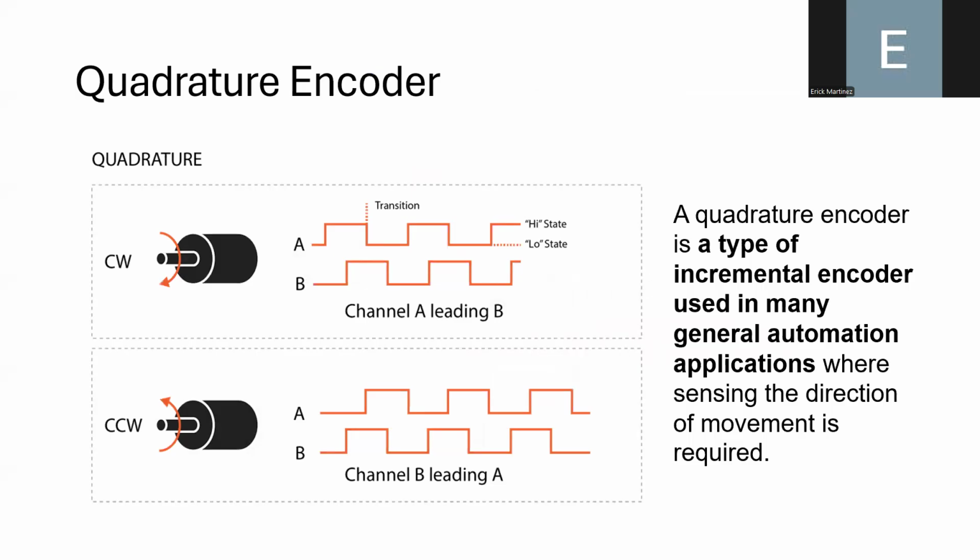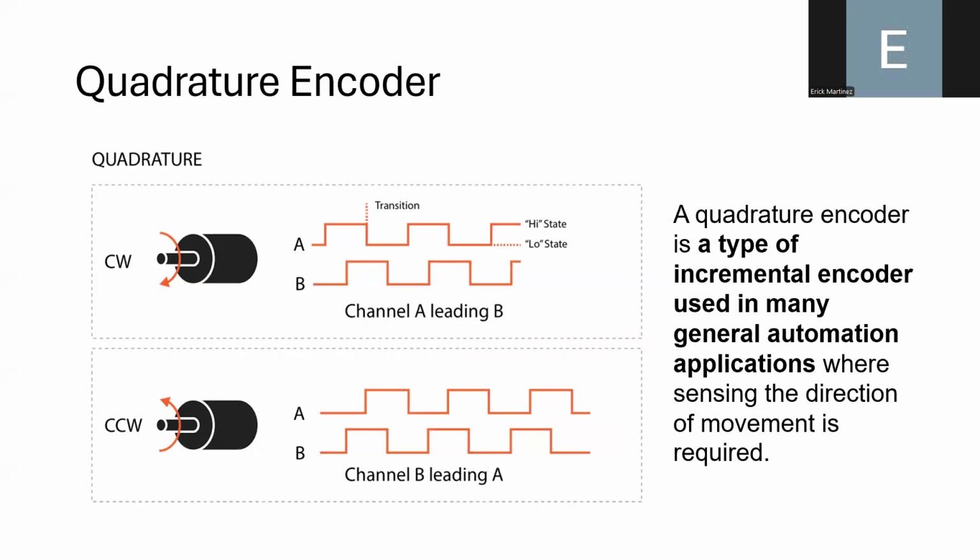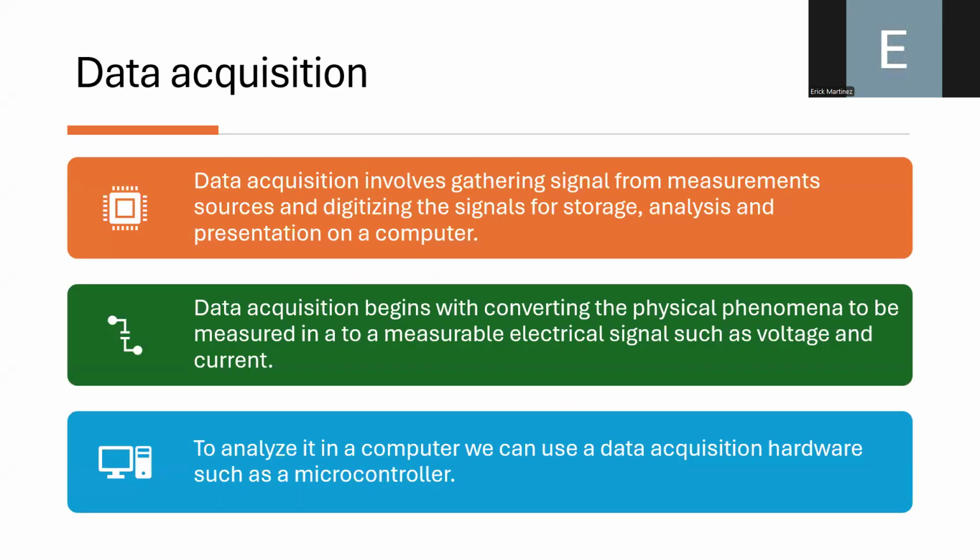For example, if phase A is leading phase B, we can say that the motor is turning in a clockwise direction. But if phase B is leading phase A, we can say that the motor is turning in a counterclockwise direction. So that is the purpose of using two disks with two different sets of holes that are misaligned between each other: based on these misalignments and the square signals associated with each disk, we can know if the motor is turning in one direction or the other.